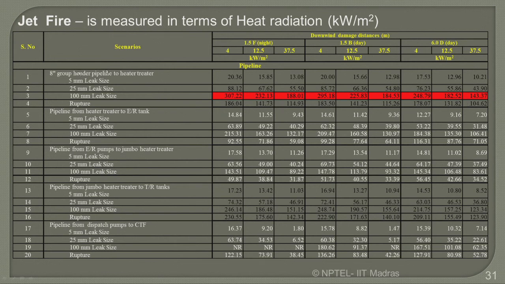For example, 8 inches group header pipeline which is going to heater treater, which results in 100 mm leak size, has caused an unacceptable damage downward distance, which is not in the standards acceptable to the specific industry according to specific guidelines available for that industry.